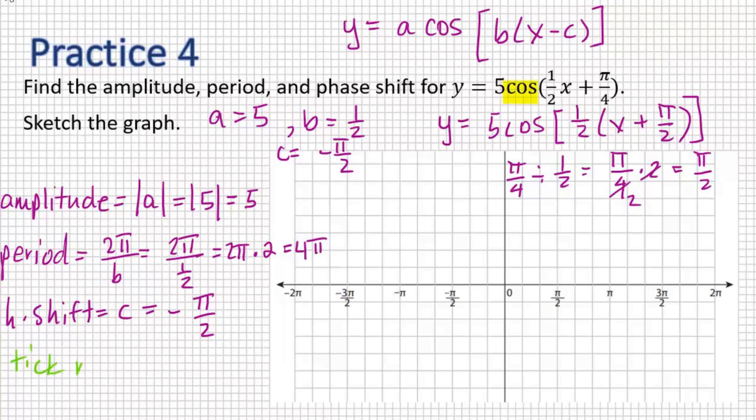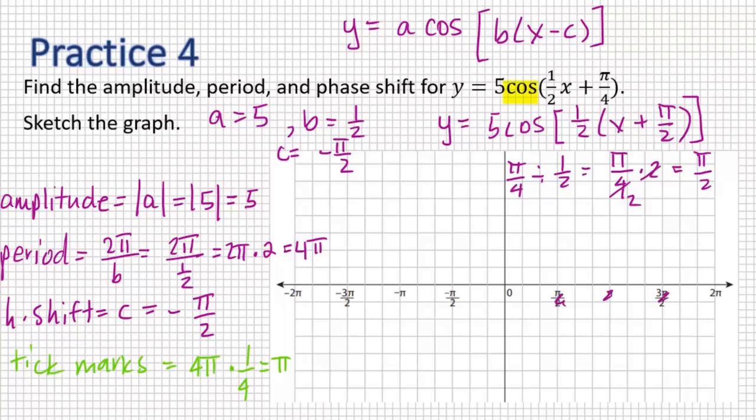Finally, to give us a hand graphing, let's have a look at what the tick marks will look like. It'll be the value of the period, 4 pi, divided into quarters, because the interesting things in a cosine or a sine function happen at the quarters. 4 pi divided by 4 is just pi.